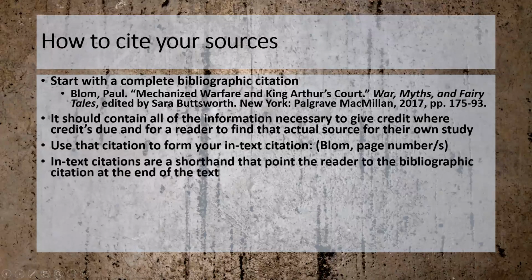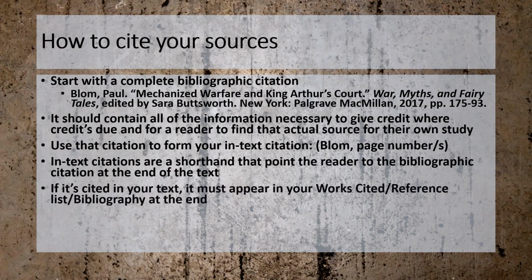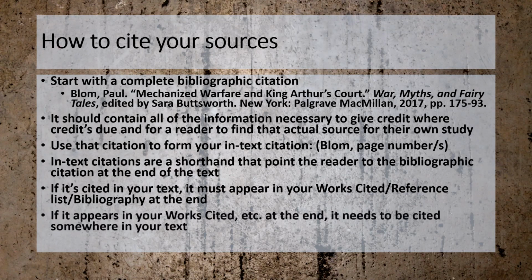In-text citations are a shorthand that points the reader to the bibliographic citation at the end of the text. If something is cited in your text, it must appear in your bibliography at the end. Otherwise, the in-text citation leads us nowhere. If something appears in your bibliography at the end of your paper, it needs to be cited somewhere in your text. Otherwise, there's no reason to list it in your bibliography. And again, these are all in MLA format, FYI.